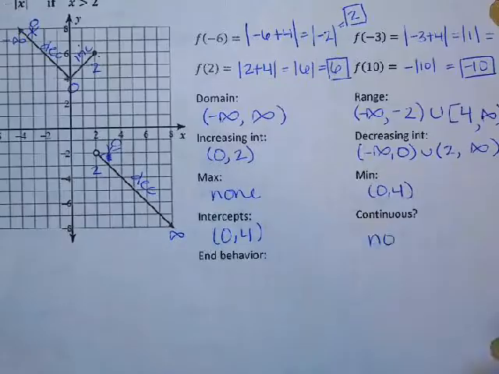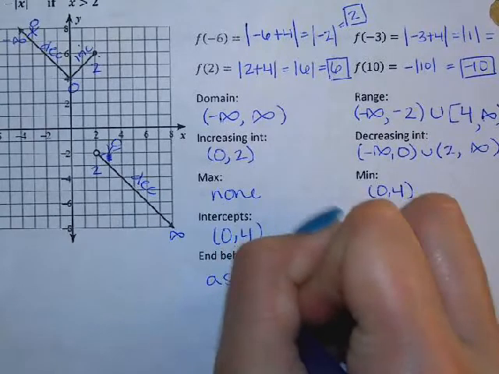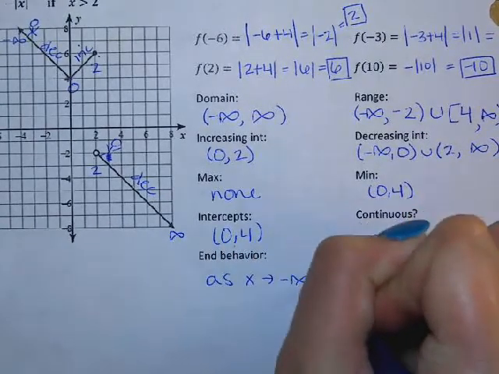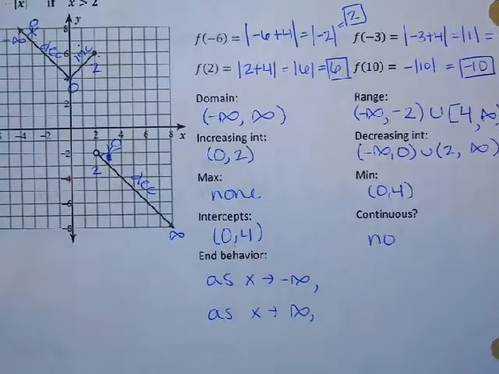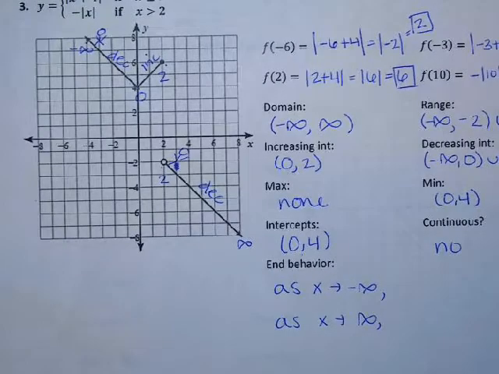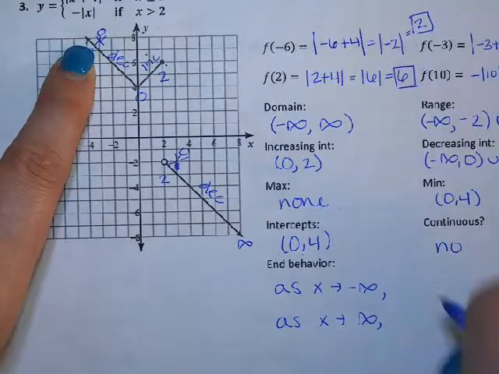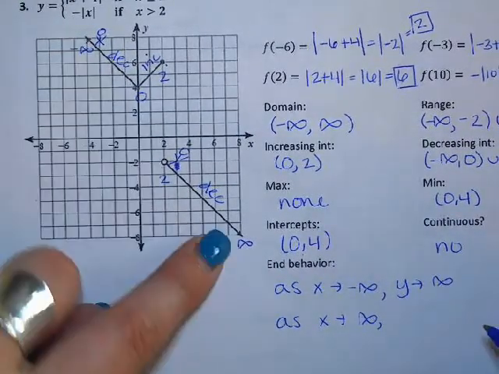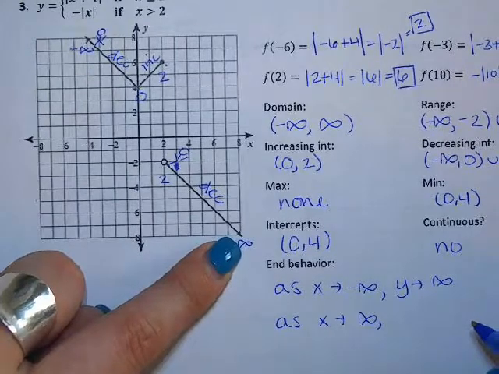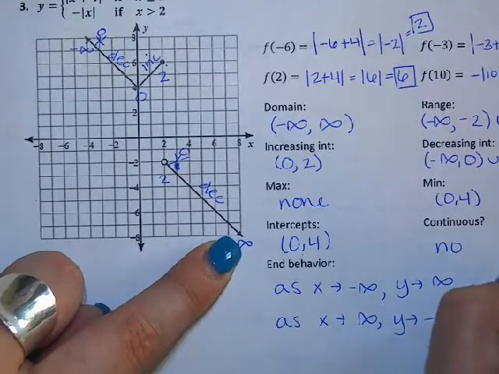All right, end behavior. I'm going to say as I look to the left forever, as I look to the right forever. So as I look to the left, what do I see? Goes up. So y is positive infinity. And then as I look to the right, it goes down, so it's negative infinity.